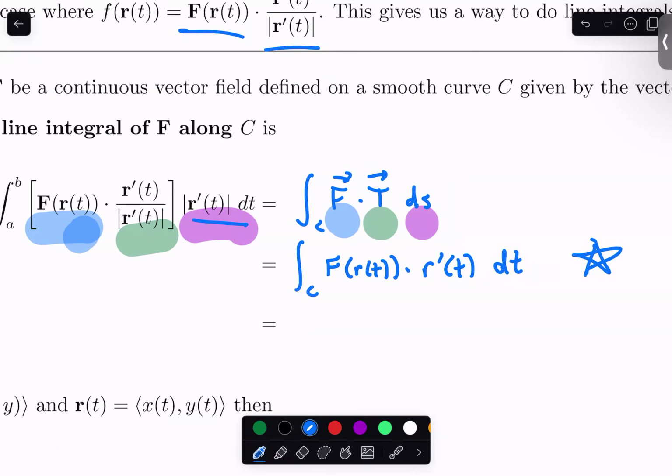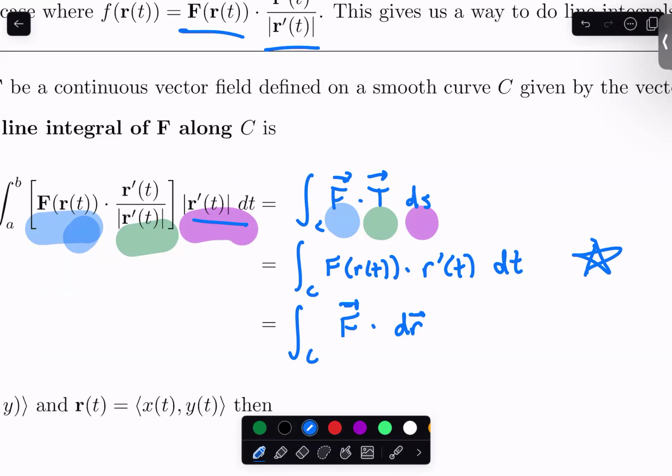So again, for this one here, it's basically just I've allowed the magnitudes of r prime of t to cancel, right? And so that's why this formula is true. So a perfectly reasonable thing to do. Shorthand for this would be F dot dr.